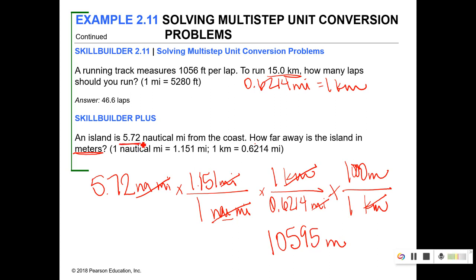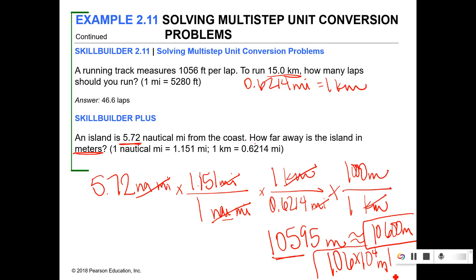But we do need to look, there's only 3 sig figs, so I'm gonna say the answer is 10,600 meters, because the trailing zeros don't count when there's no decimal. So make sure you remember that. You could also say this is 1.06 times 10 to the 4 meters. Either way is okay. Either way is okay for mastering chemistry. You just need to make sure you're consistent and that your number is the correct way, whether it's standard notation or scientific notation. Those numbers are the same number.